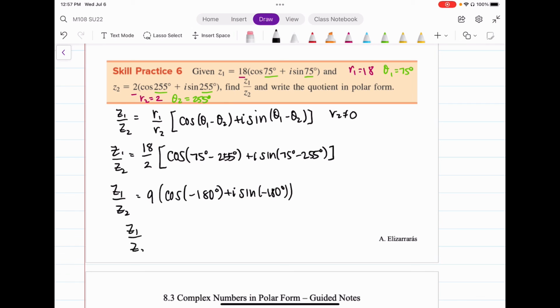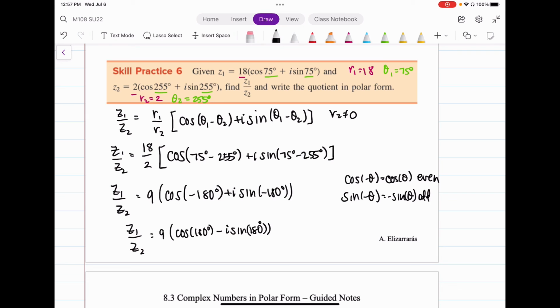z1 over z2 is then equal to 9. The cosine of a negative theta is equal to the cosine of that same theta because it's even. But the sine of a negative theta is equal to the negative sine of theta because it's odd. That means we have cosine of 180 degrees because it's even, minus i sine 180 degrees because sine is odd. And that is written in polar form with degrees.